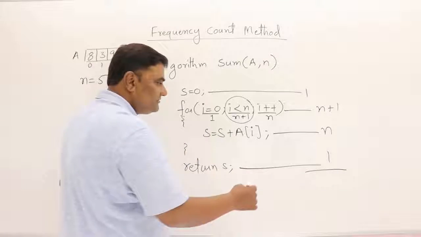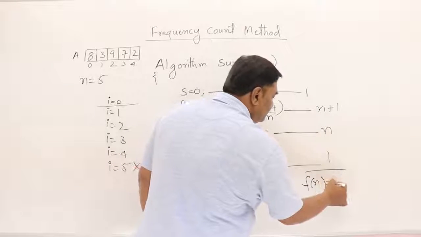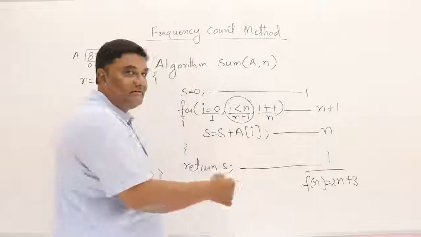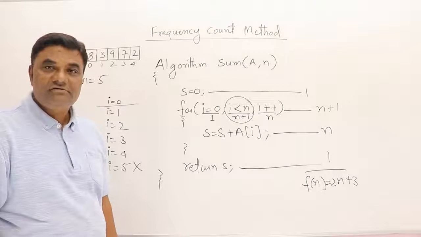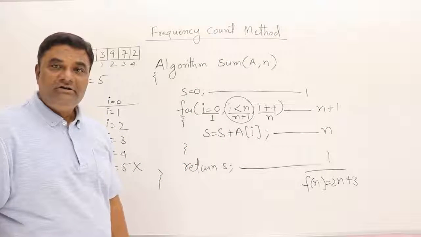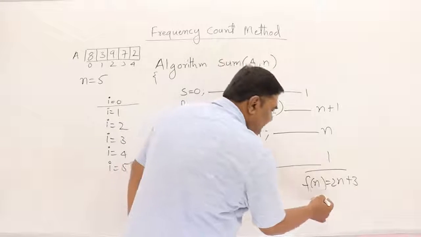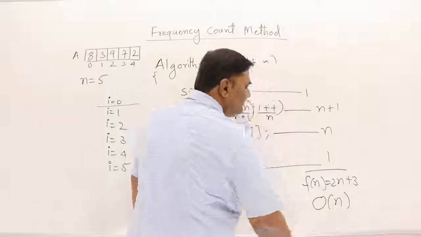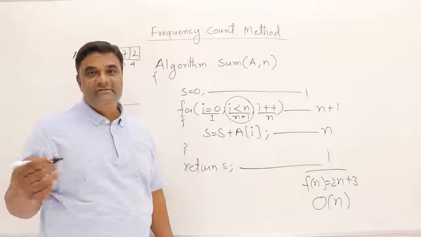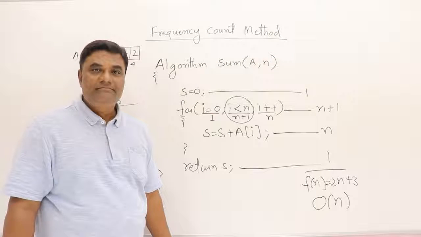Then what is the time function? f of n is 2n plus 1, 2, 3. That's it. This is the time function. Now, what is the degree of that polynomial? It is degree 1. It is just n. So we say order of n. I am calling it order of. I am not saying big O or theta. We will learn it in some other video. For now, I will say order of n.